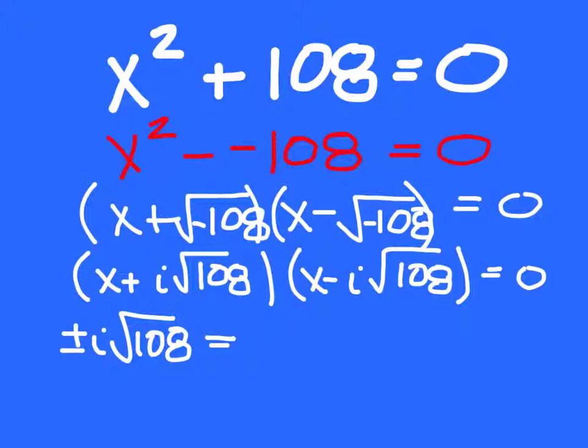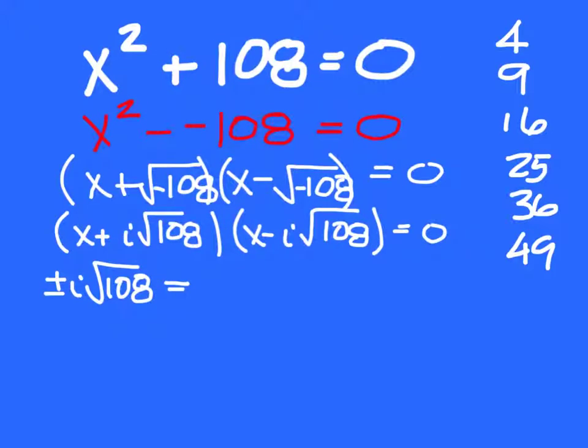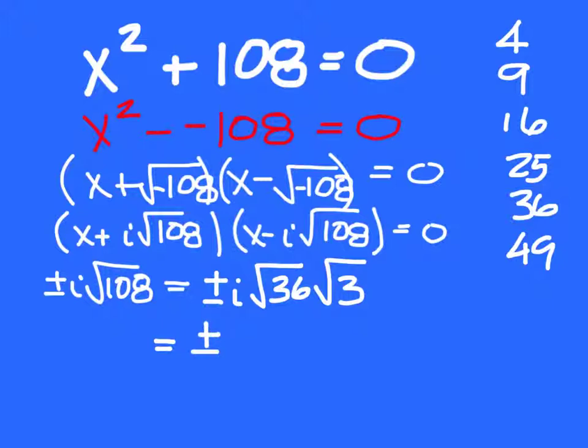So what perfect square will divide evenly into 108? How many times will 36 go into it? Yeah, that's right, 3. So the square root of 36 is 6, so it's 6i square root of 3, plus or minus 6i square root of 3.